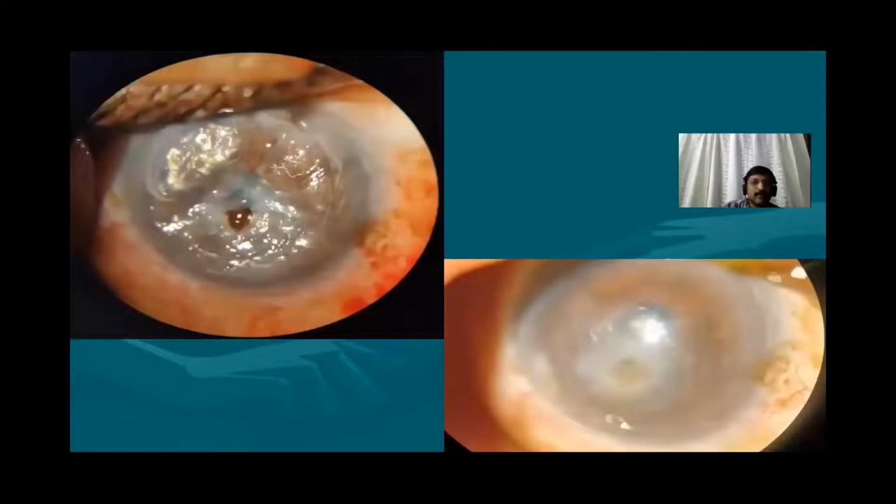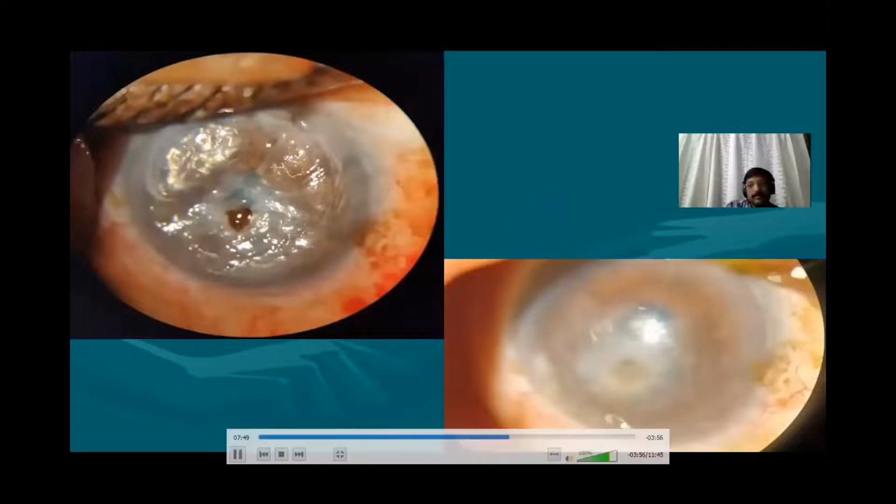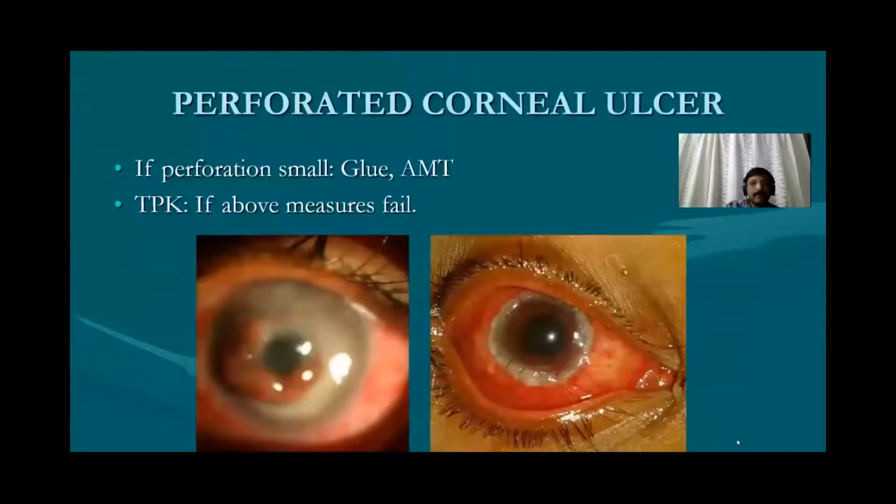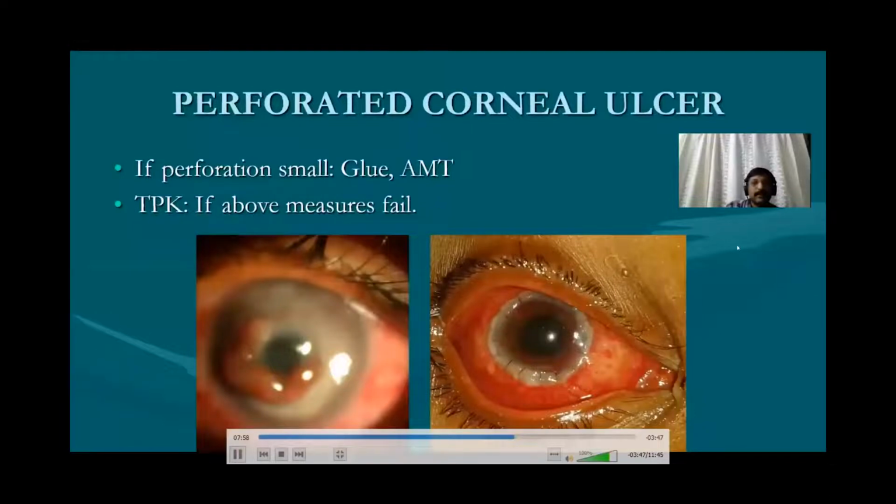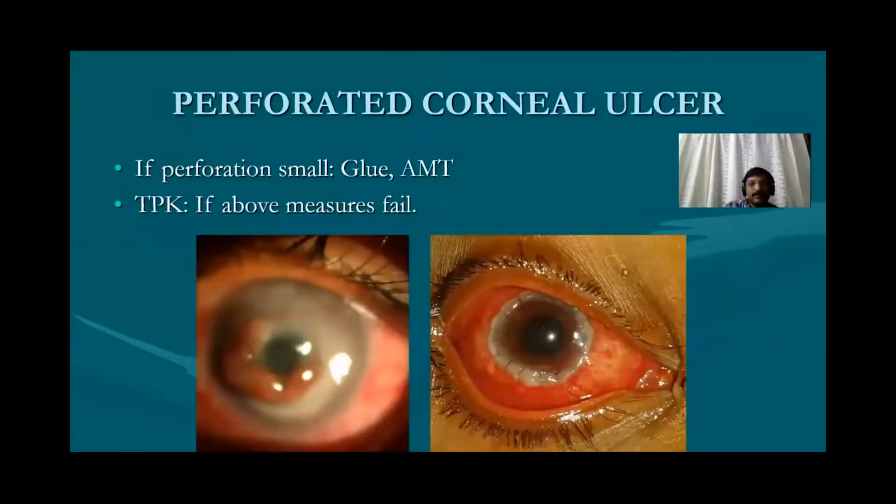This is a case where a small perforation, glue was applied, and the end result is a well-healed corneal ulcer, which didn't require a keratoplasty. If the perforation is very large, then therapeutic or tectonic penetrating keratoplasty is mandatory. If done with a good tissue, the results are excellent.